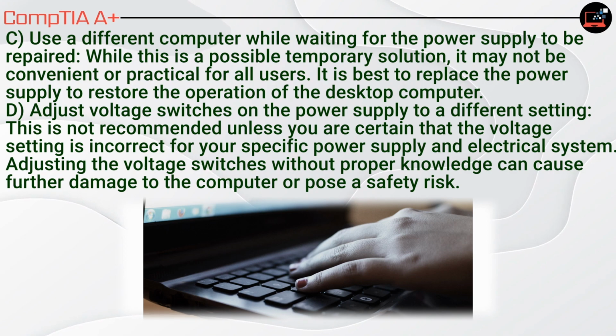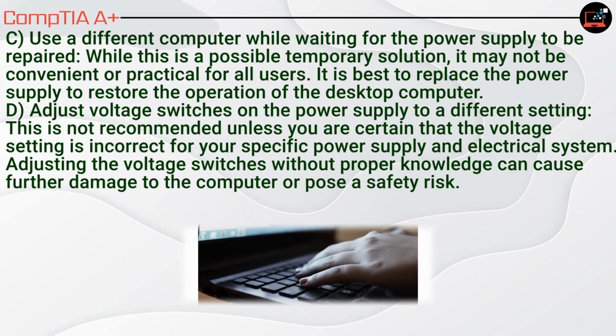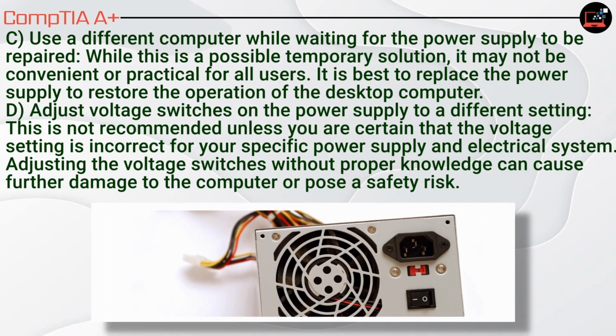C. Use a different computer while waiting for the power supply to be repaired. While this is a possible temporary solution, it may not be convenient or practical for all users. It is best to replace the power supply to restore the operation of the desktop computer. D. Adjust voltage switches on the power supply to a different setting. This is not recommended unless you are certain that the voltage setting is incorrect for your specific power supply and electrical system. Adjusting the voltage switches without proper knowledge can cause further damage to the computer or pose a safety risk.